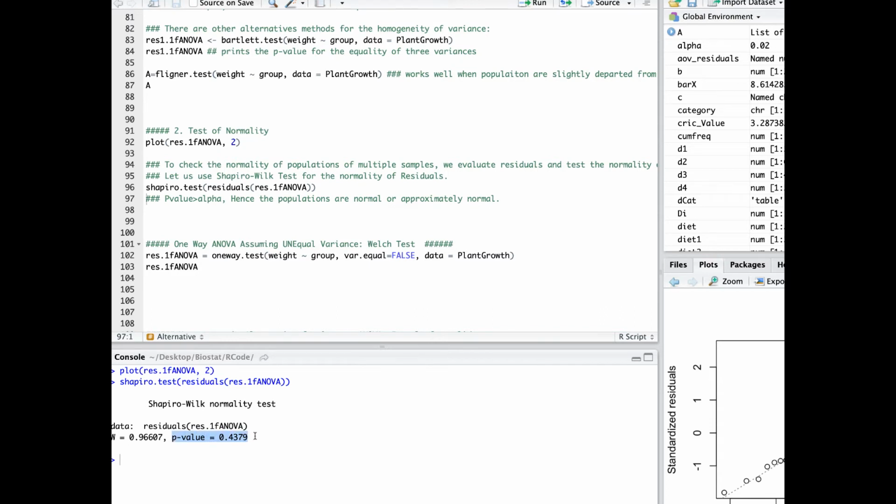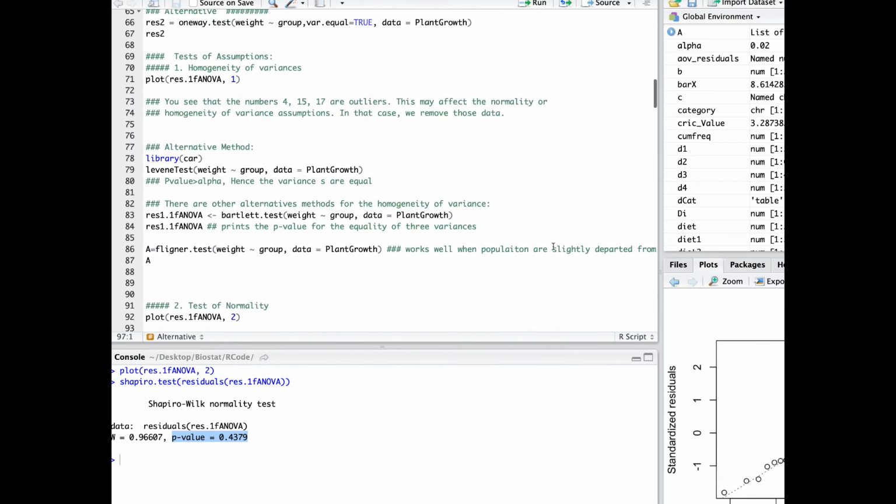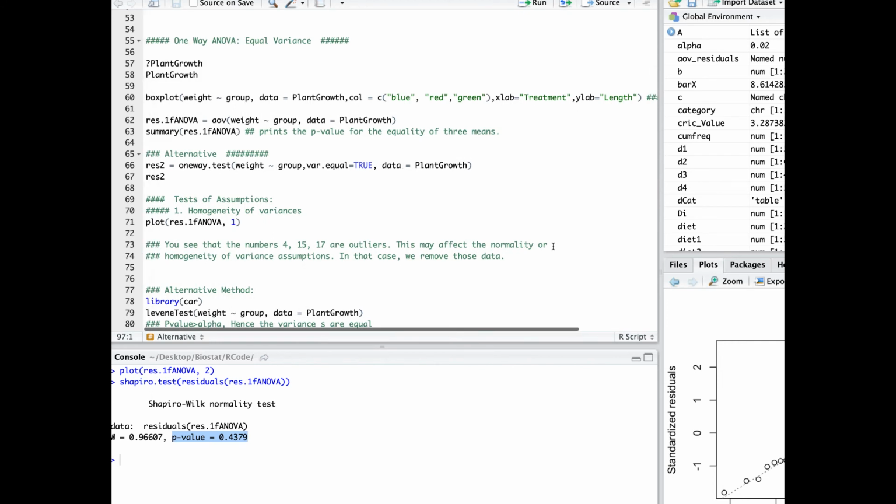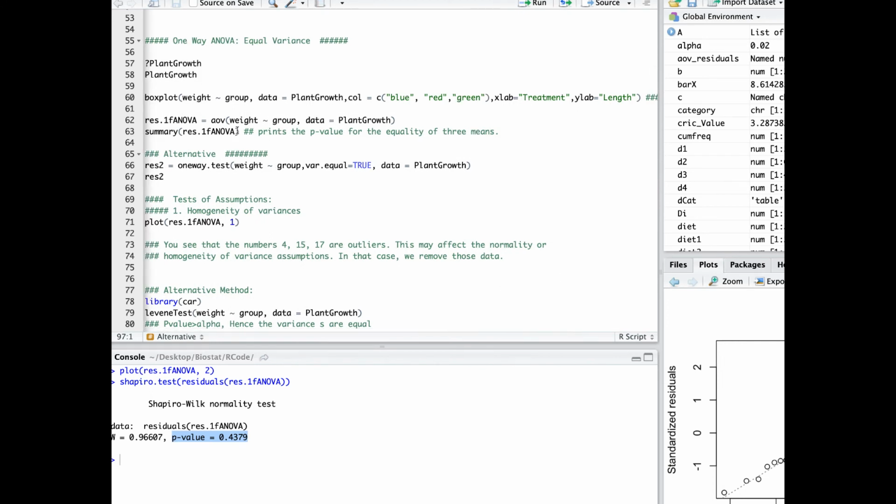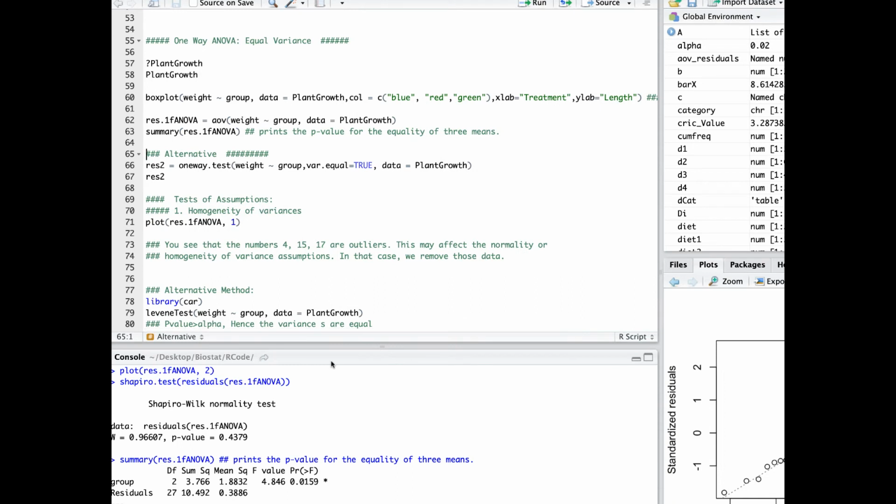So meaning that we can use the ANOVA and we can conclude that the result we got from the ANOVA satisfies all the assumptions, right? What was our result from the ANOVA? Our result was, summary, let me type that. The p-value was less than alpha, meaning we reject the null hypothesis, right? Rejecting the null hypothesis means the mean weights are not equal.